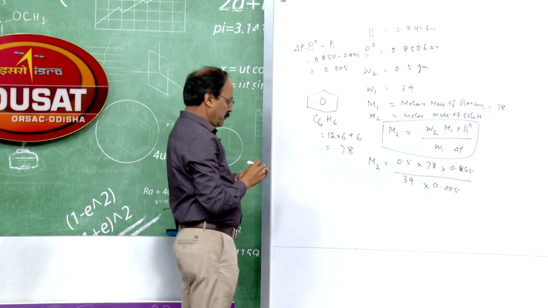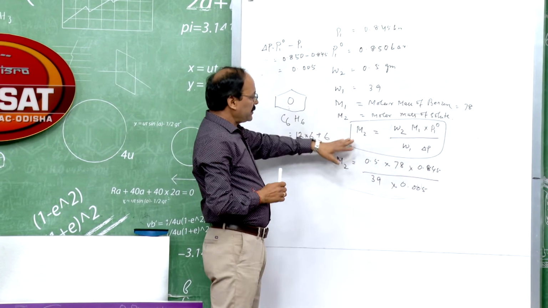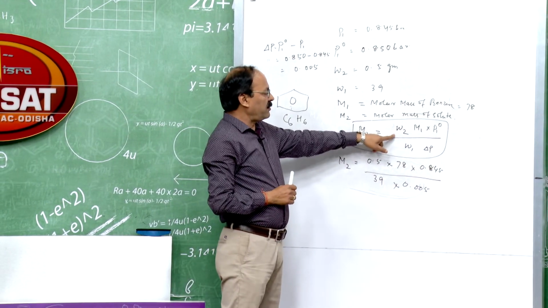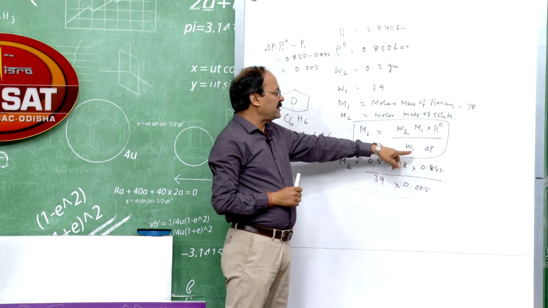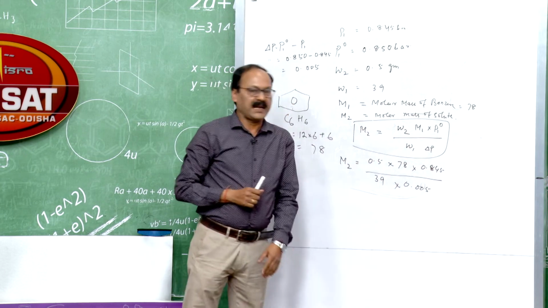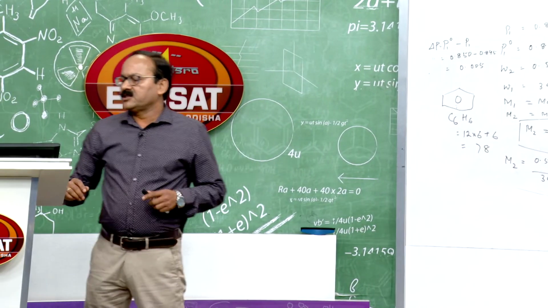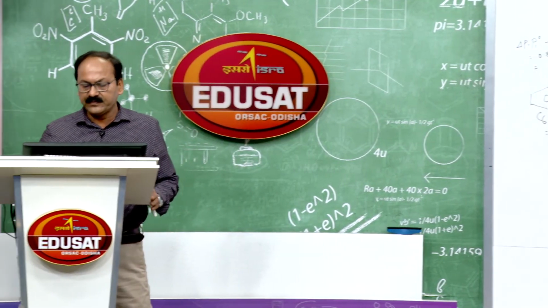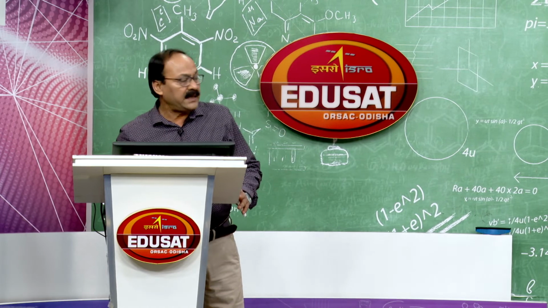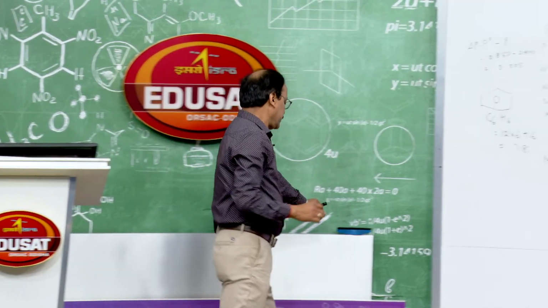solute. So, these are the data given, this is the expression. You put the values of W2, M1, P10, W1, delta P, and you will calculate the molar mass of the solute in the solution. Then elevation in boiling point.